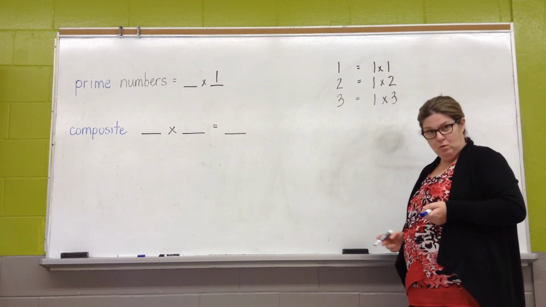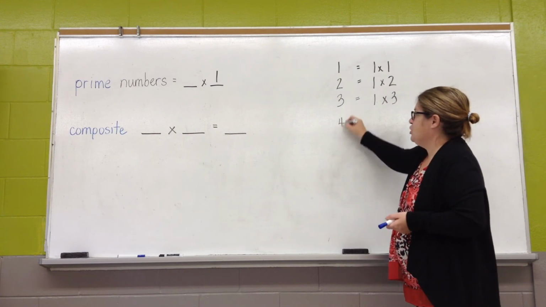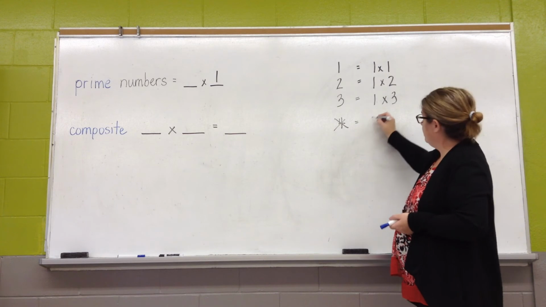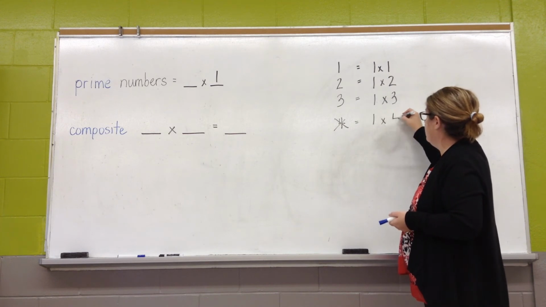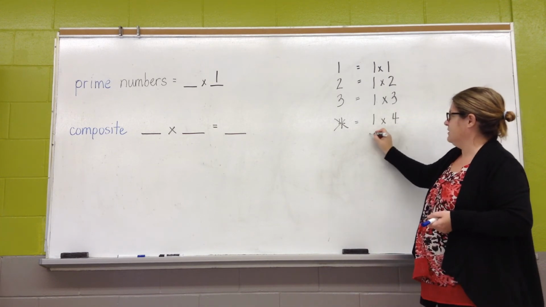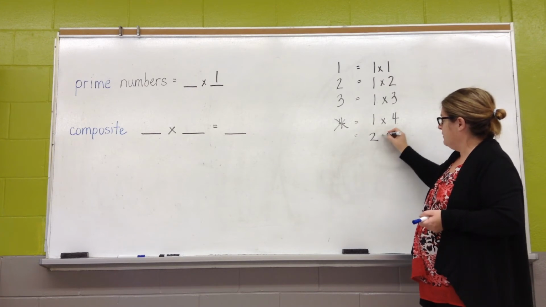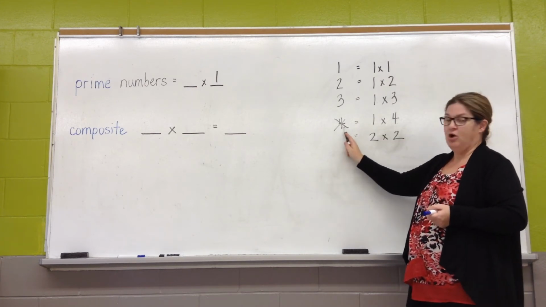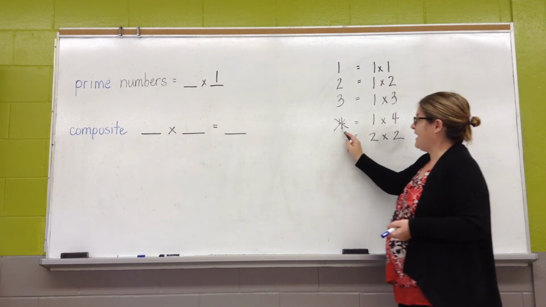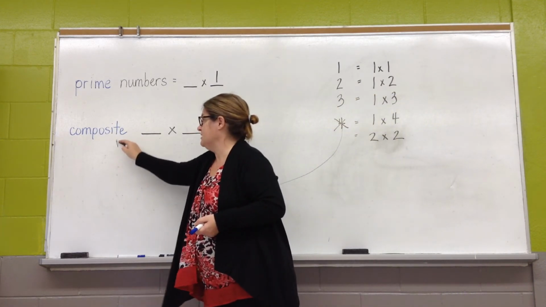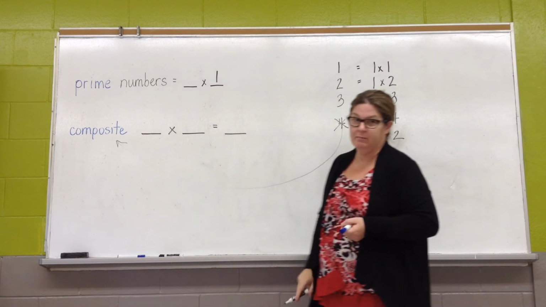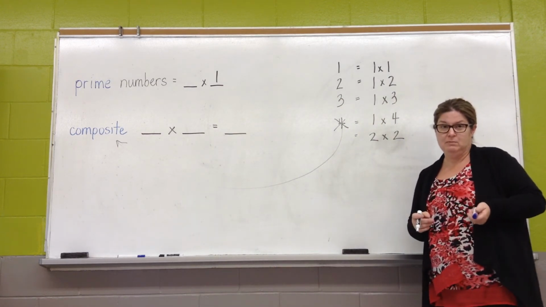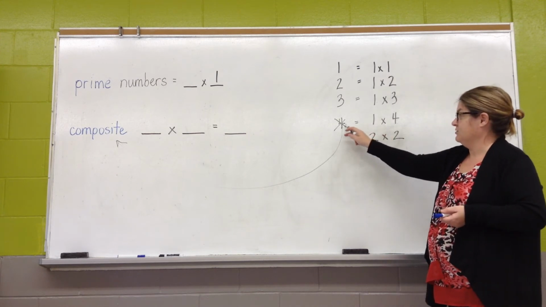Now the number 4 is in fact not a prime number. Yes, I could get it by multiplying 1 times 4, but many students will also recognize that you can get the answer 4 by multiplying 2 times 2. So this one is not a prime number, and in fact is a composite number, because we were able to come up with at least 2 factors that will multiply and give us the answer.